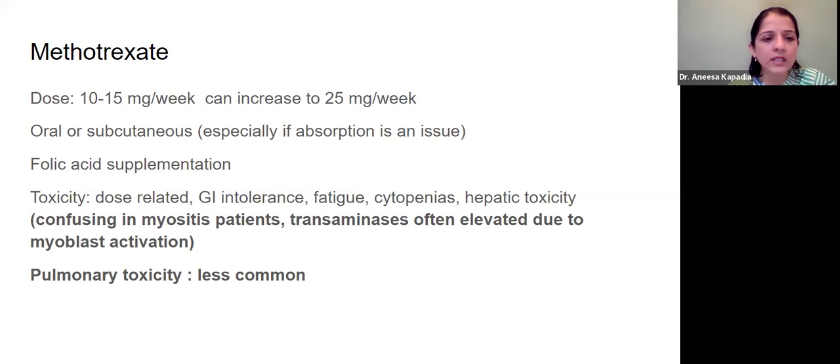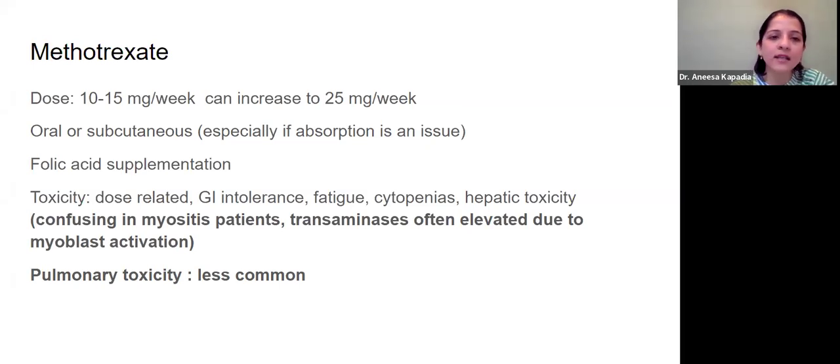So although it has a lot of possible side effects, if used correctly, methotrexate is actually a very good drug, which most of us are very familiar and comfortable with. But we must remember that it causes a lot of nausea, sometimes vomiting, GI intolerance, even diarrhea. And we must look out for cytopenias and hepatic toxicity. The important thing is in myositis patients, often the SGOT and SGPT, the transaminases, might be elevated. This is not coming from their liver, but from myoblast activation of the myositis itself.